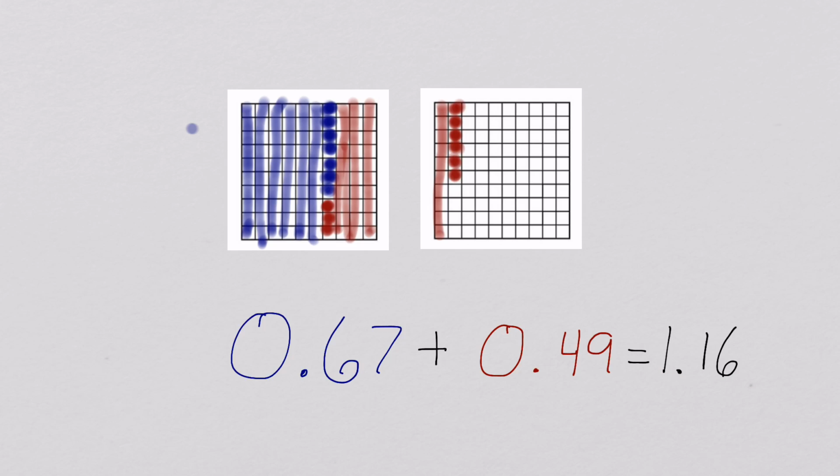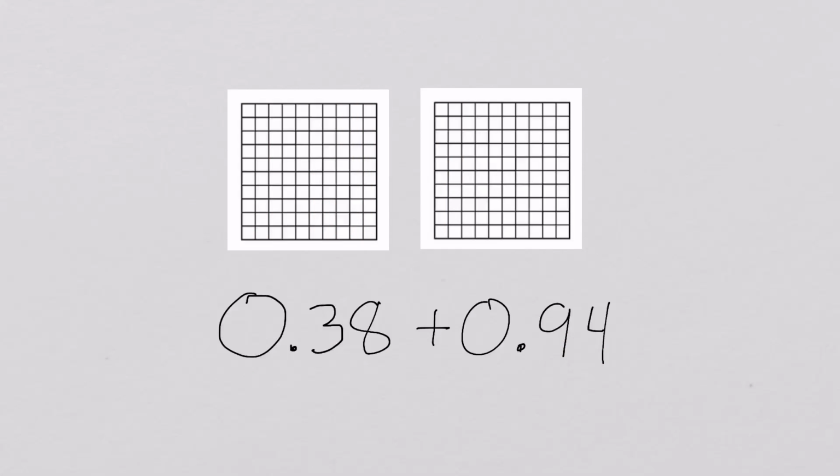Let's take a look at one more before we call it quits on this. For this example, I'm going to show one alternate method that we can use for coloring in our hundredths grids. Now we have 38 hundredths and 94 hundredths, and we're adding them together. This alternate method you might like a little bit more. I'm still going to color code things, so this will be in blue and this will be in red. But we're going to separate it mostly just by our place values. We're going to focus on just the tenths, and then we'll focus on our hundredths.